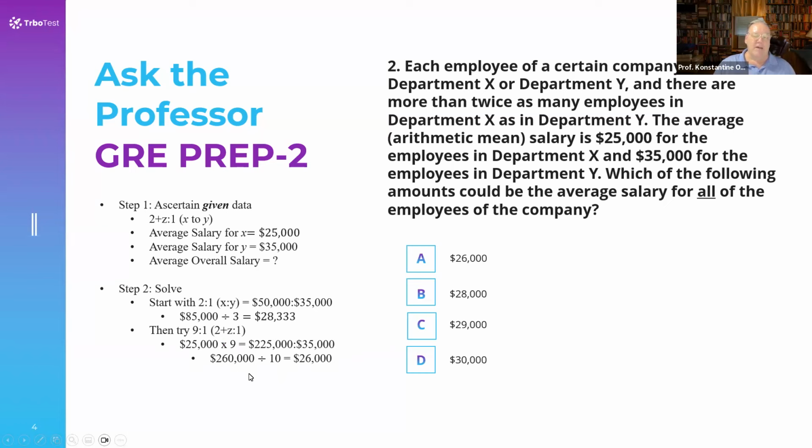This added together becomes 260,000. We have a total of 10 for the 9-to-1 ratio. Divide that by 10. That means that the average income for this company at a 9-to-1 ratio is 26,000. We don't have to go any lower because 26,000 is the smallest number they give us to choose from. Therefore, we know that A and B are the only choices that work.